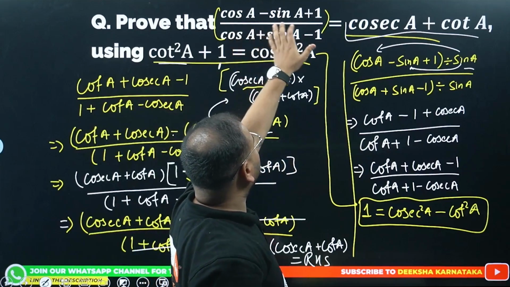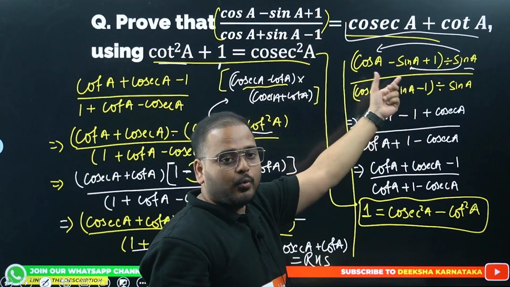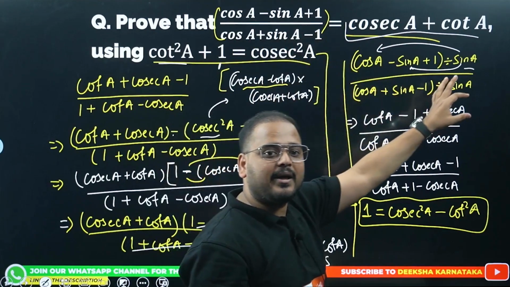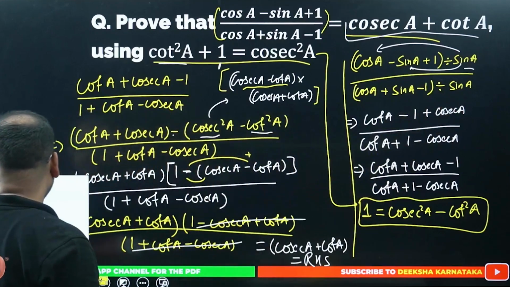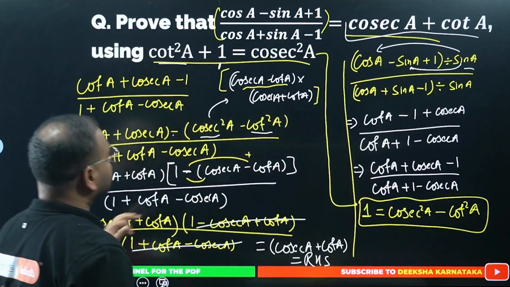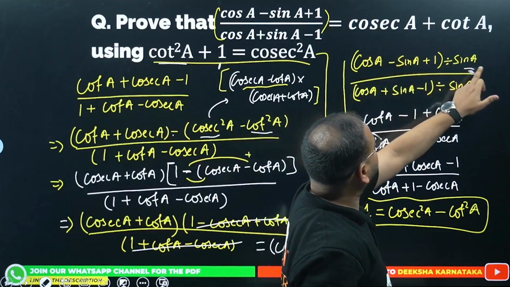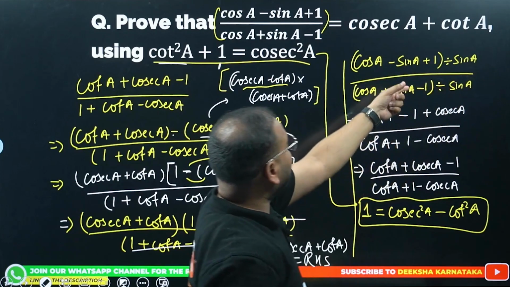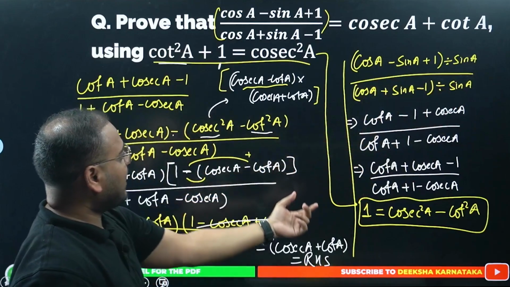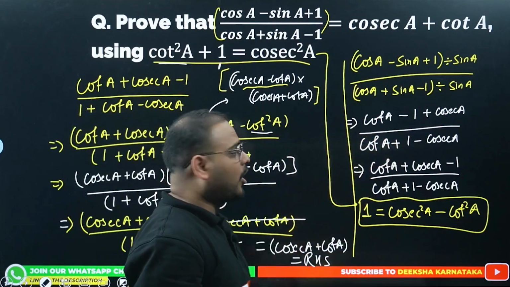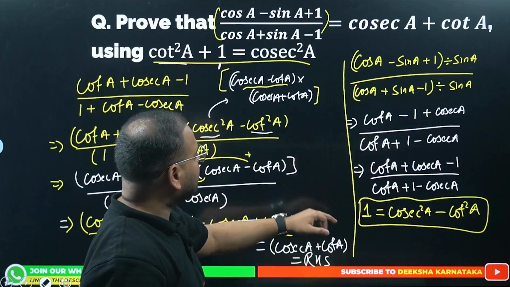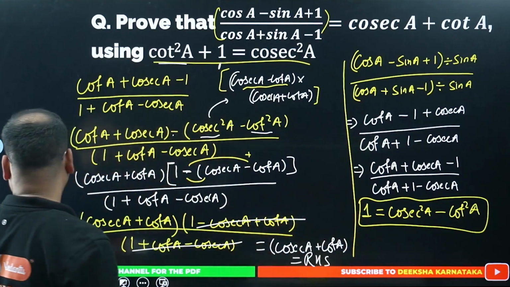Cos A minus sin A plus 1 was given. To get into terms of cot, I divided by sin. Let me remove the extra steps and the signs, so that we have less written here. So I divided both by sin and I got cot. Now this is my identity.